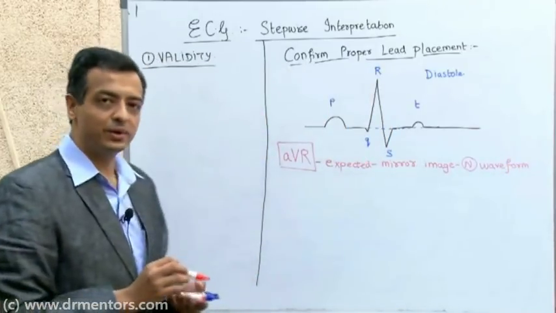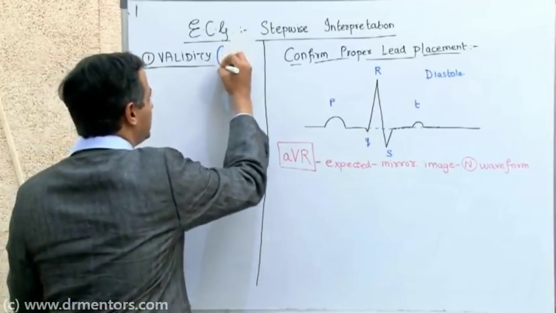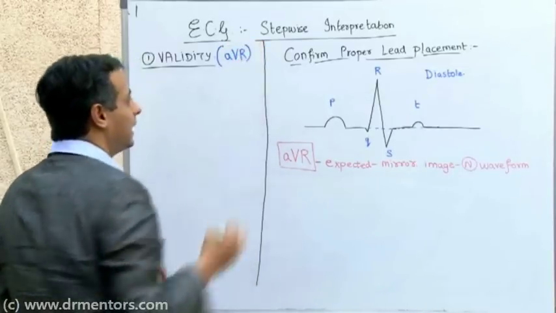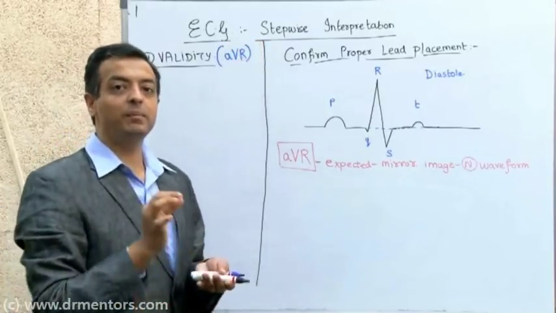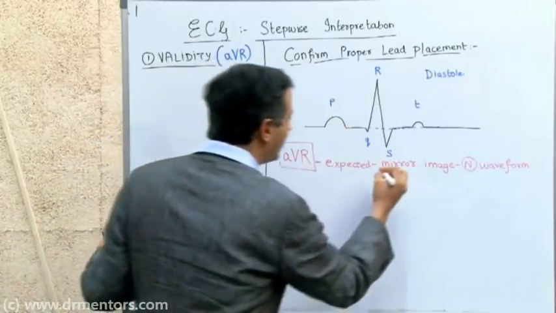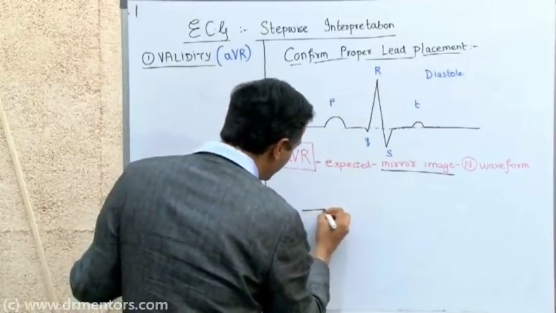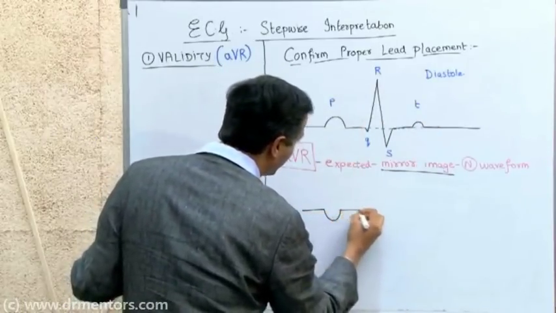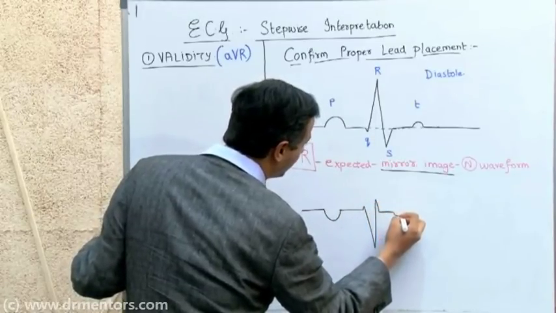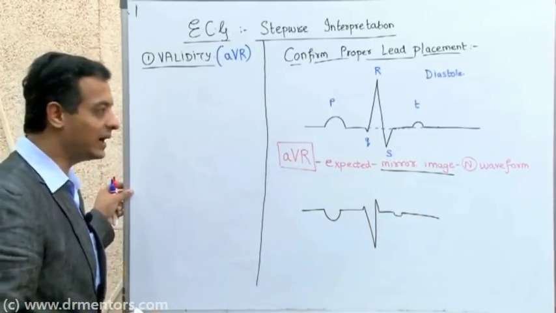So what am I going to do? Step number one, validity of the ECG is checked on the lead AVR. And what am I going to see? For the P wave inversion, because what is expected? Mirror image of the normal waveform. So we are going to see inverted P wave and the QRS complex like this, inverted T wave is what is expected on the lead AVR.